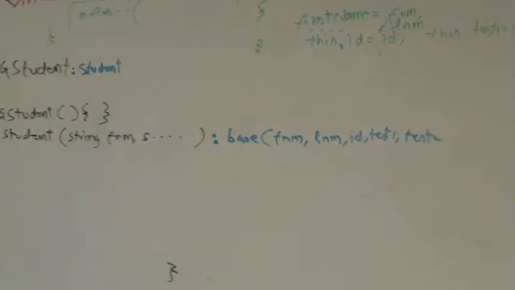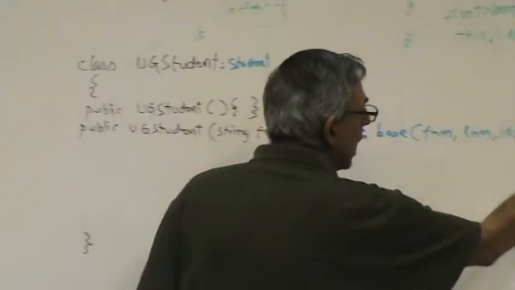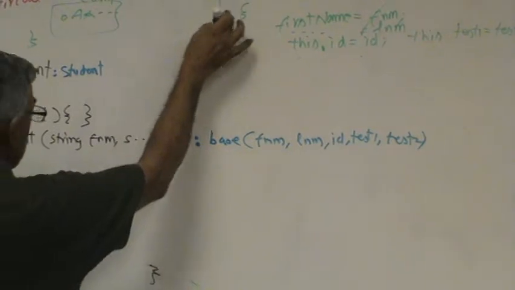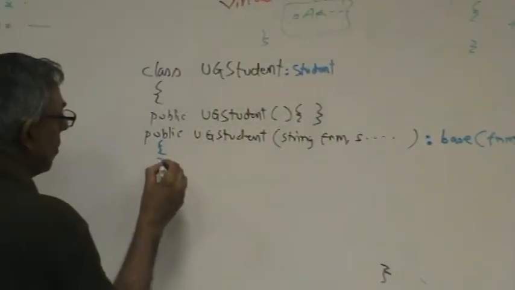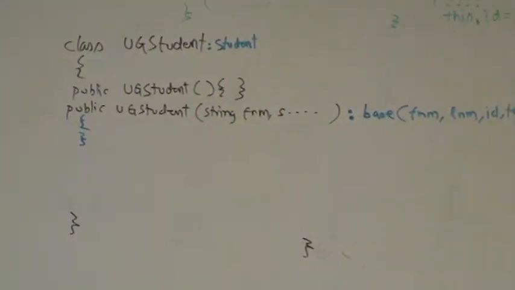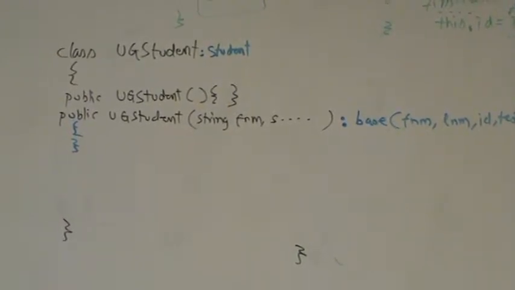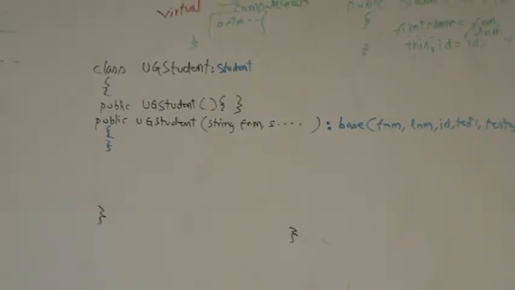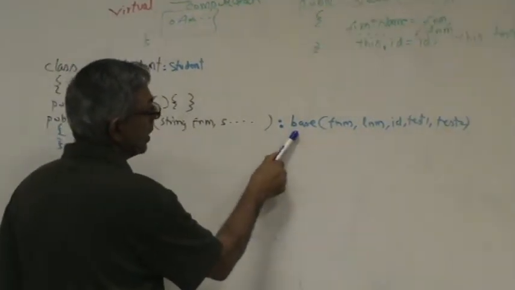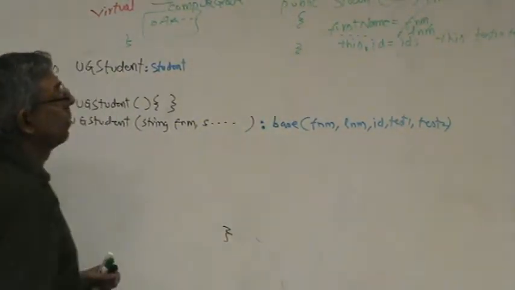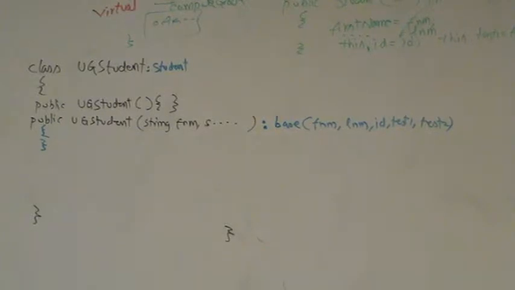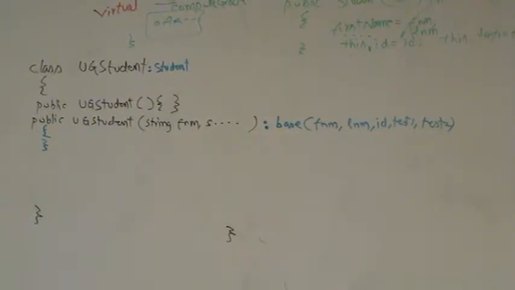Okay, and so we are delegating the work of the initialization to the base class and no code. So this is how, when inheritance is involved, we delegate the work. Base is the keyword used in C# to delegate the work to the base class. Very similar to Java, where we use the keyword super. It's the same thing. Anyway, that's how you will write the constructors.